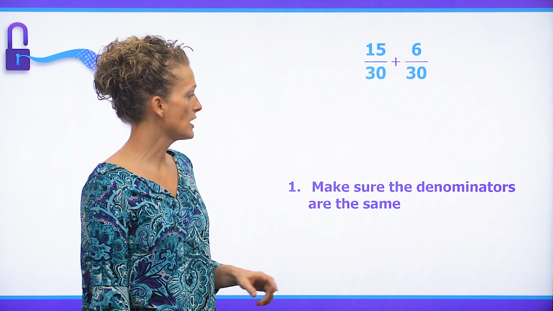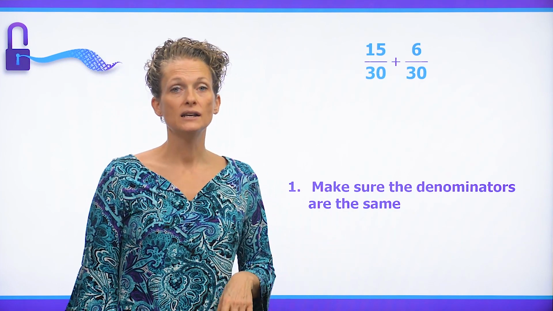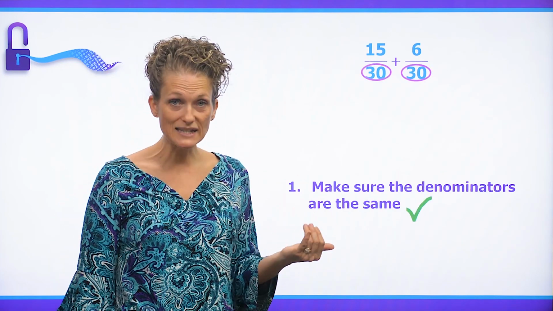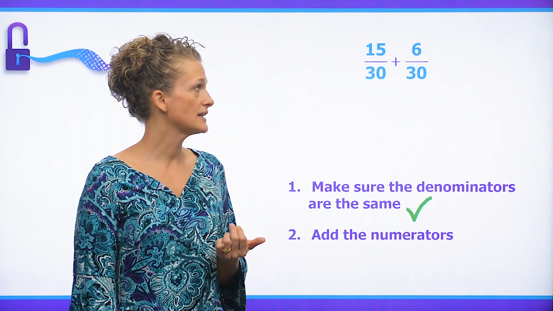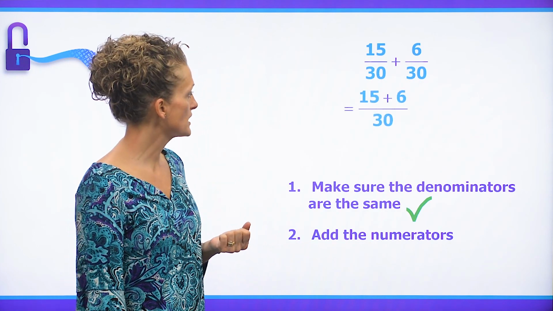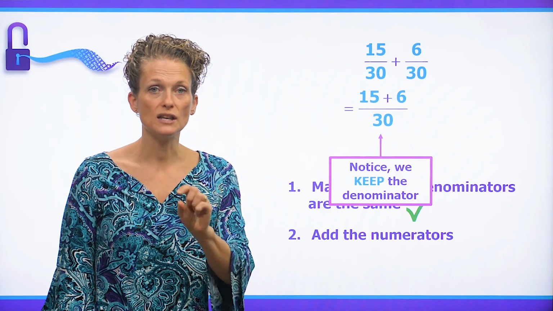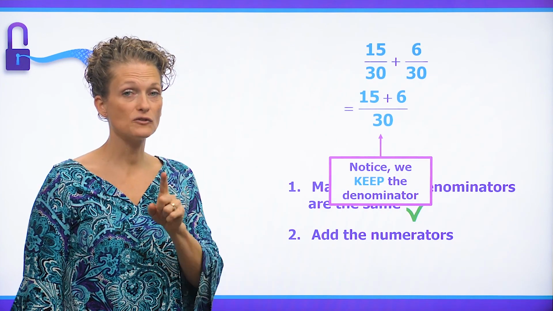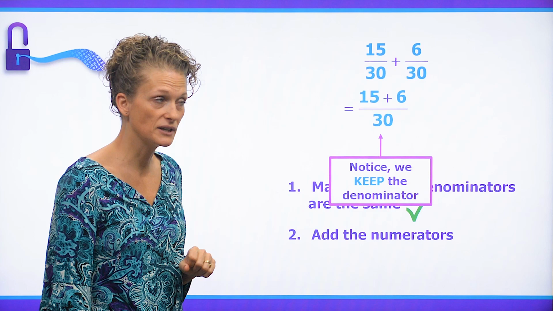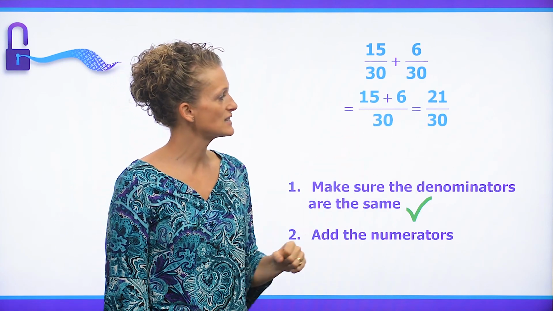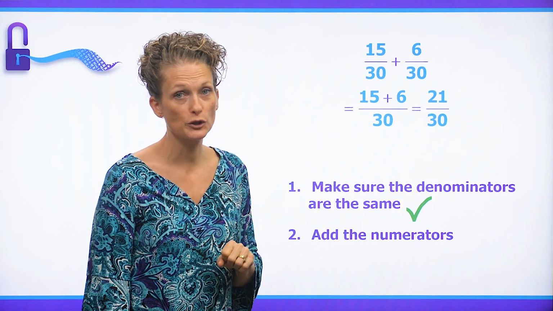So we have the same denominator. That was step number 1: make sure the denominator is the same, which we did. Then we can add the numerators, so we do 15 plus 6. Again, make sure you keep the denominator the same. Never add or subtract the denominators. So 15 plus 6 is 21, so we have 21 over 30.